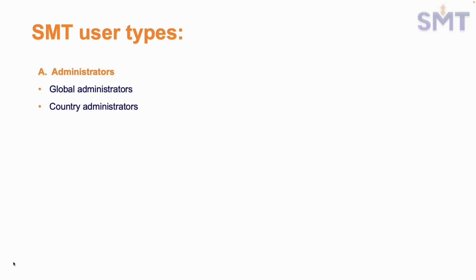Then we have the country administrators. These are users that are responsible for setting up the SMT parameters for their own country, and their role includes managing the country-specific master list of vaccines and supplies, setting up immunization targets and vaccine needs in the system, entering population data, vaccine store data, and so on, and also creating user accounts for other people in their country.